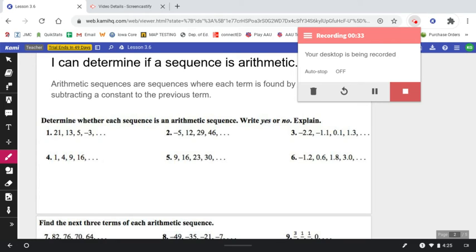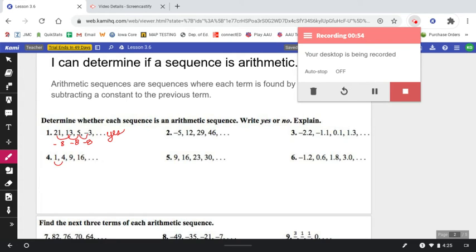So on each of these, I'm just going to check if there's a constant number that is being added to each of them. So I asked myself, how do I go from 21 to 13? And the answer is minus 8. Then I asked myself, 13 to 5, is that also minus 8? And 5 to 3, is that also minus 8? And the answer is yes.